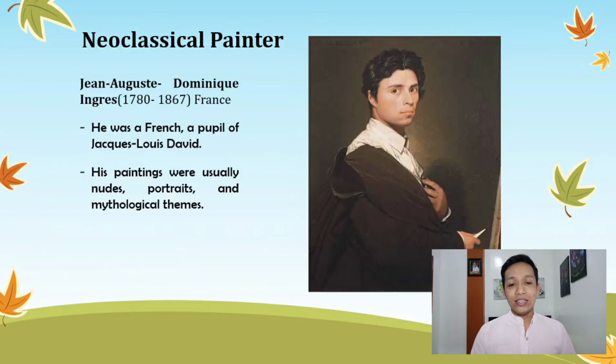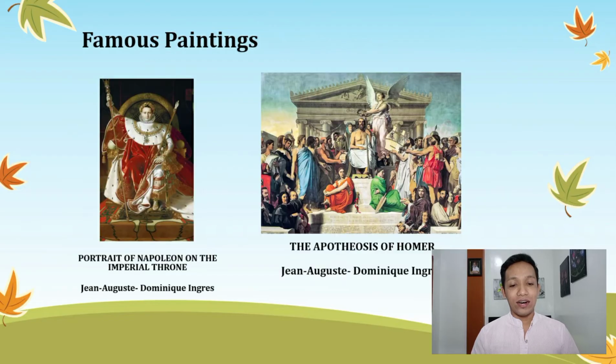Next painter is Jean-Auguste Dominique Ingres, 1780 to 1867, still from France. He was a pupil of Jacques Louis David. His paintings were usually nudes, portraits, and mythological themes. Examples of his famous paintings are Portrait of Napoleon on the Imperial Throne and also the Apotheosis of Homer. And those are the neoclassical painters.